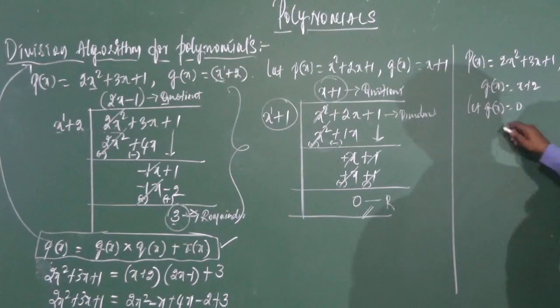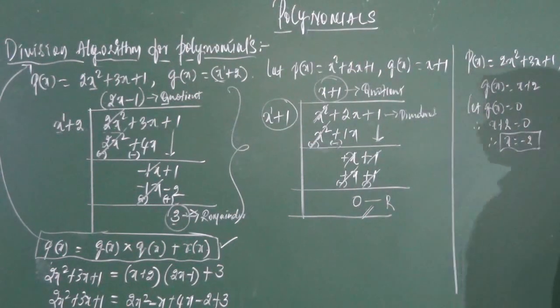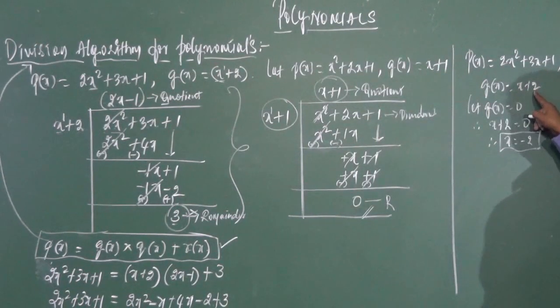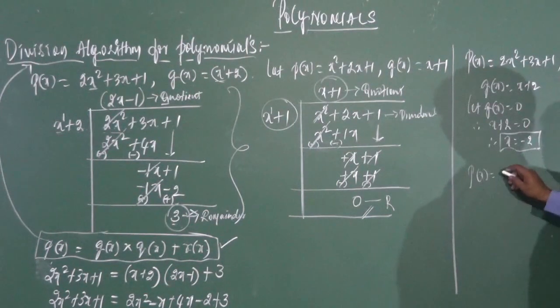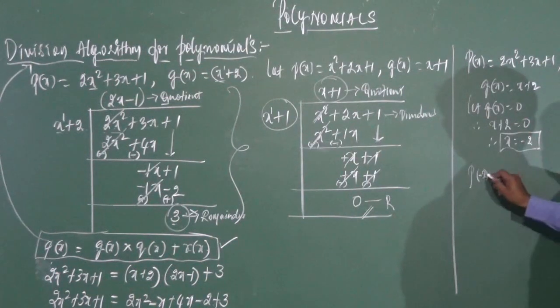I hope you remember. Therefore, x plus 2 is equal to 0. Therefore, x is equal to minus 2. Now, I will take this minus 2, which is the zero of this polynomial g of x, and substitute that value in p of x. So, p of minus 2, I will directly take it. I am going to substitute this.